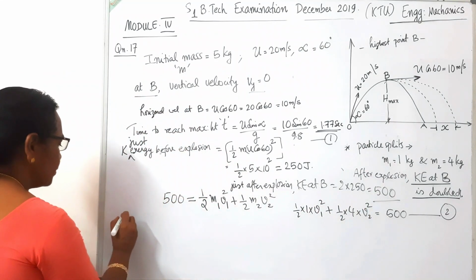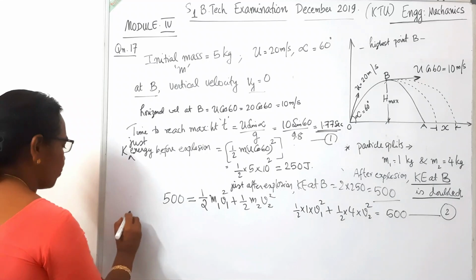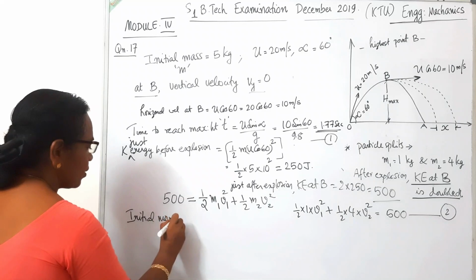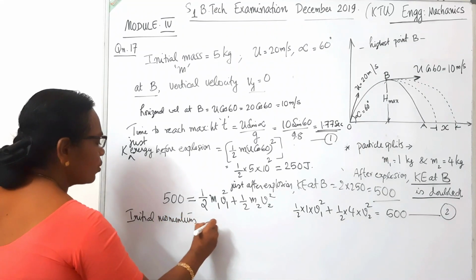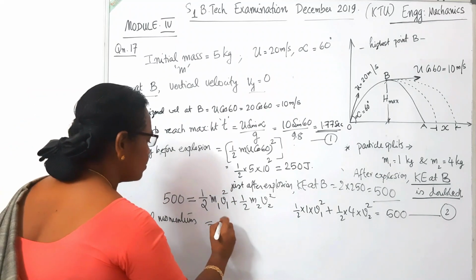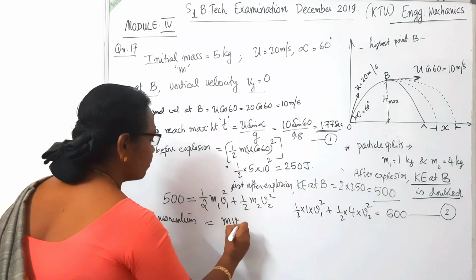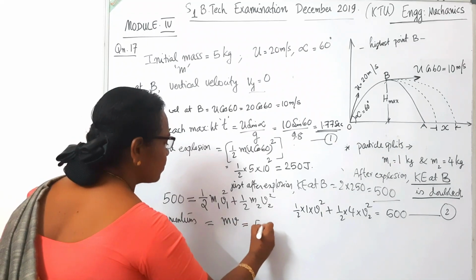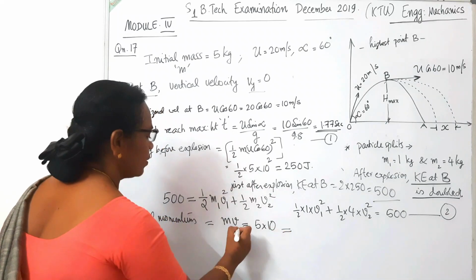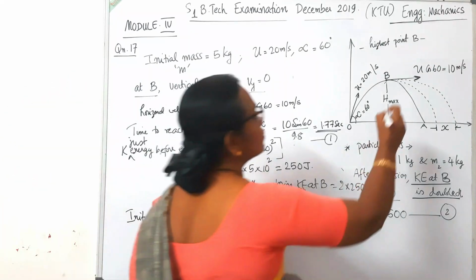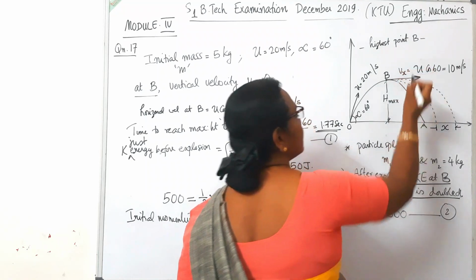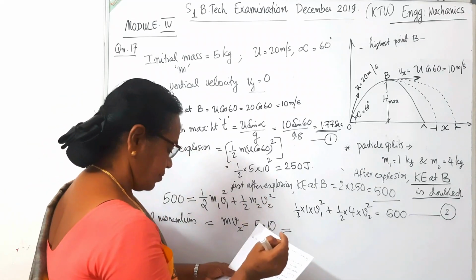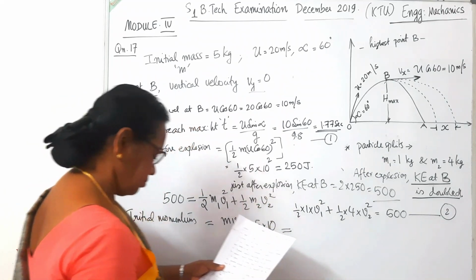Let us consider the law of conservation of momentum. Initial momentum, that is just before exploding, is equal to mass into velocity, m v. This v is nothing but u cos 60, m into 10. Let us write it as vx, the x component of velocity. So the initial momentum is equal to m v. Then what is the final momentum?